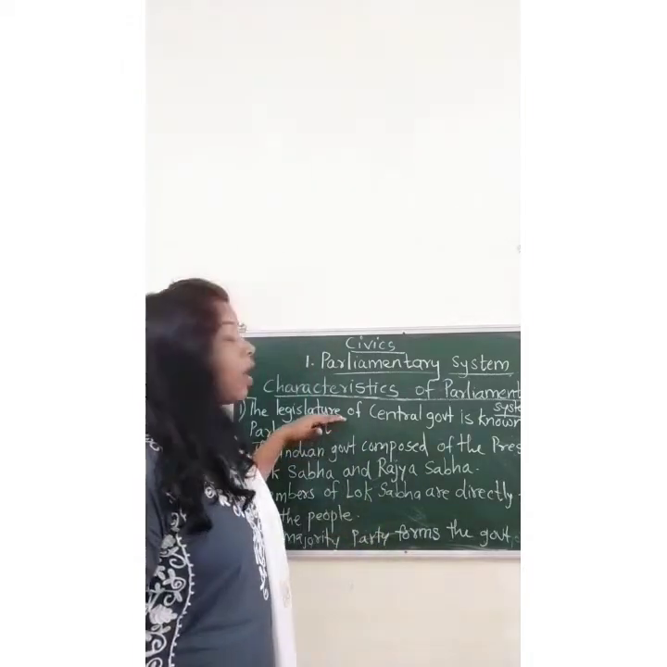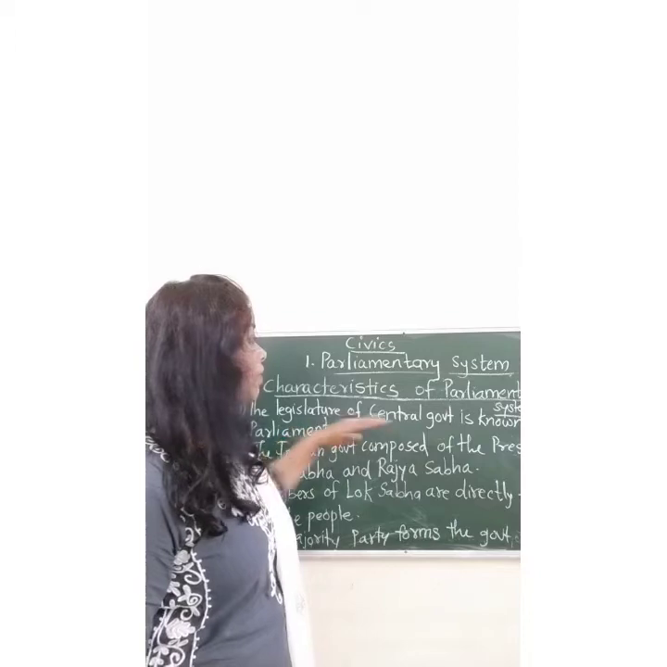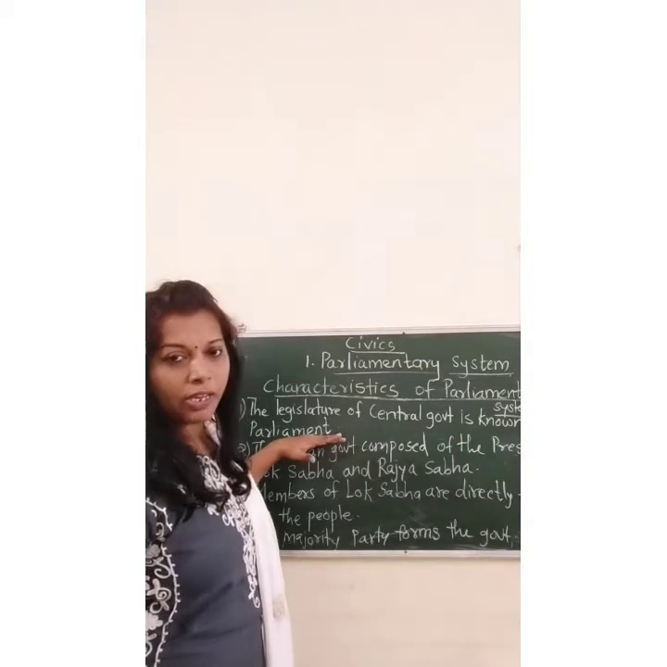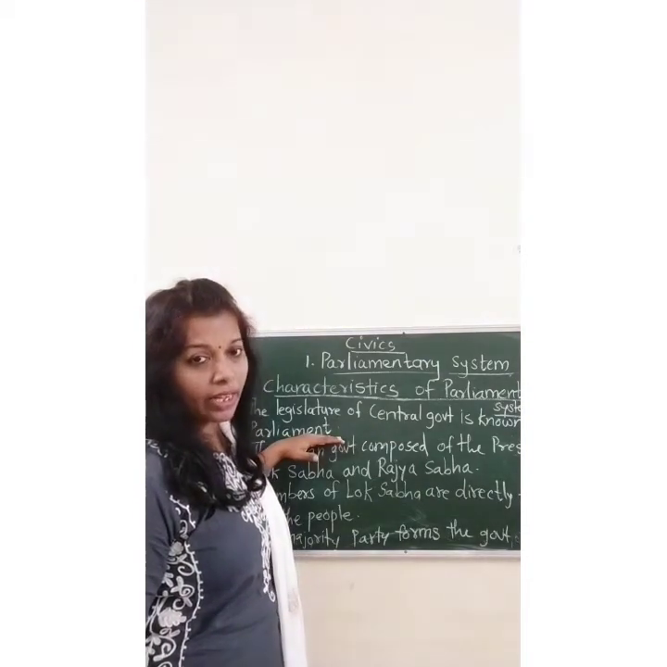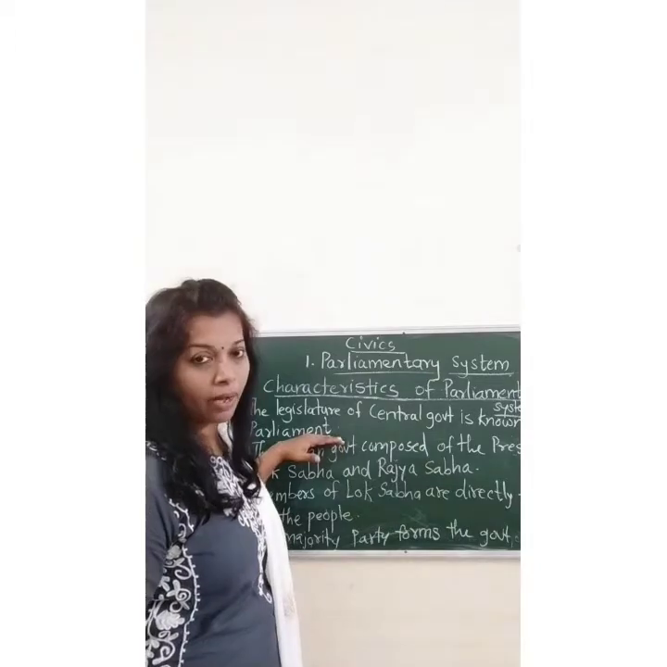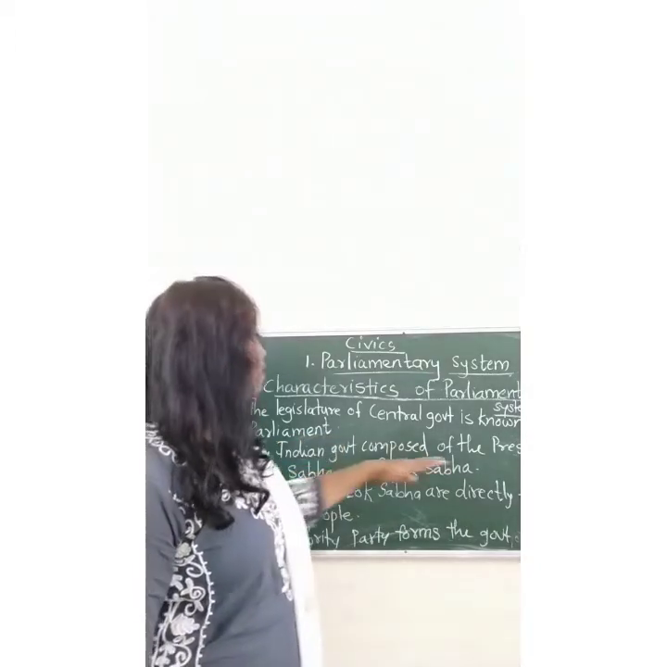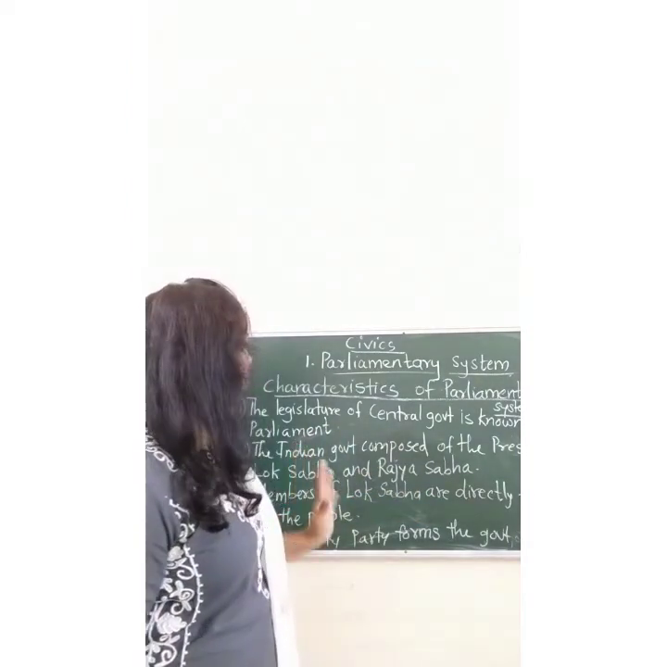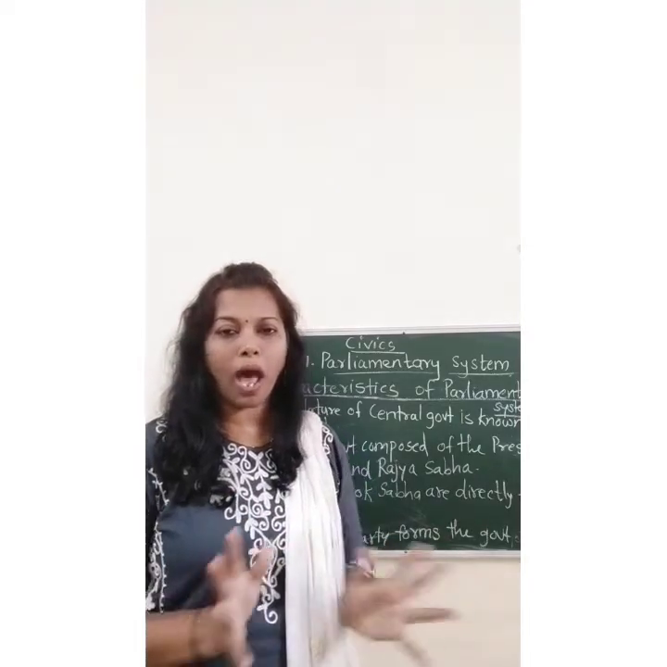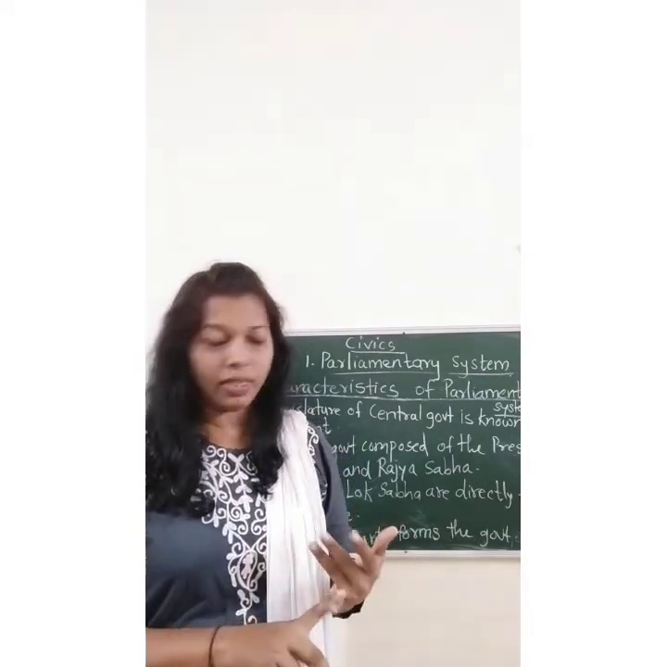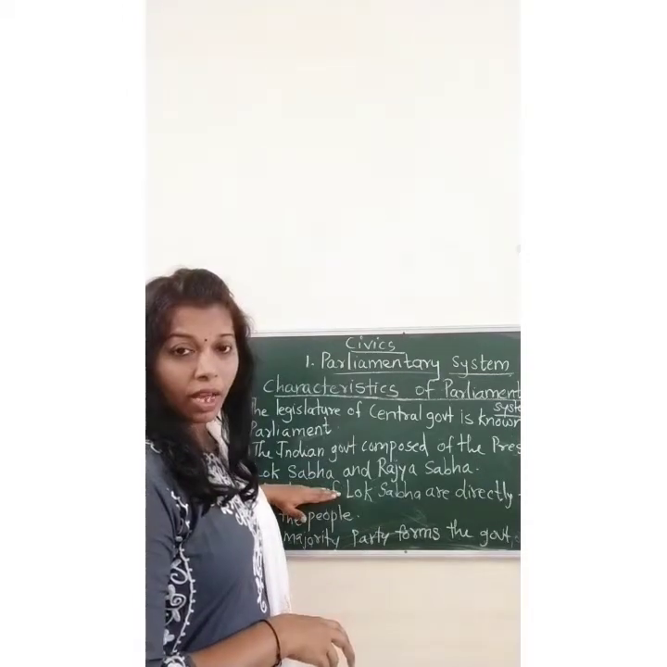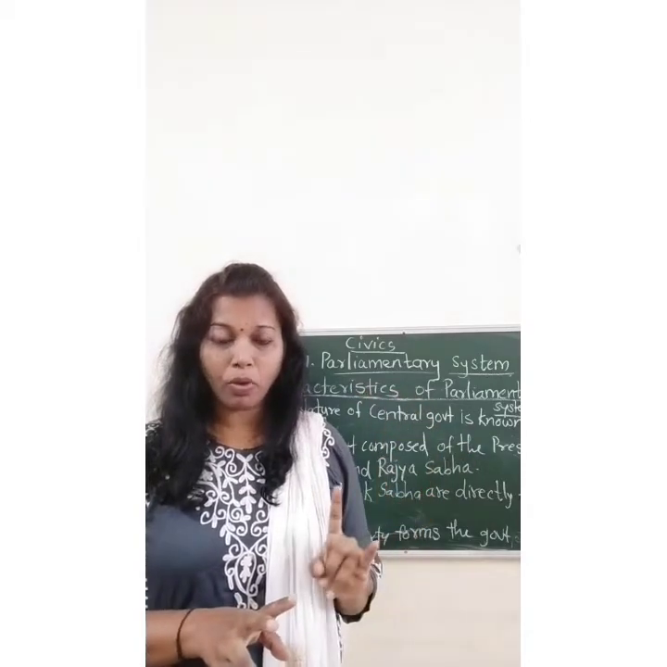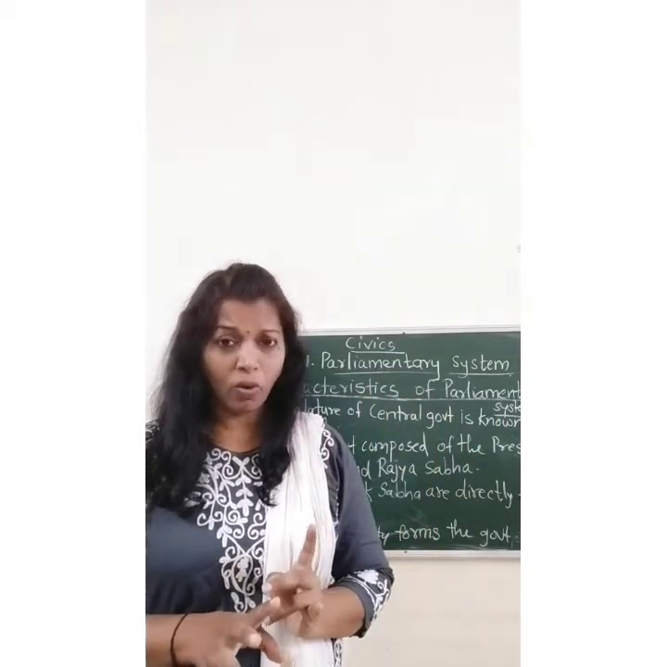Now we will learn the first characteristic of the parliamentary system. The legislature of the central government is known as the parliament. Since the legislature makes laws, it is also called the parliament. Second, the Indian government is composed of the president, Lok Sabha and Rajya Sabha. As you know, there are two Sabhas, which are very important: Lok Sabha and Rajya Sabha, working for the whole country.